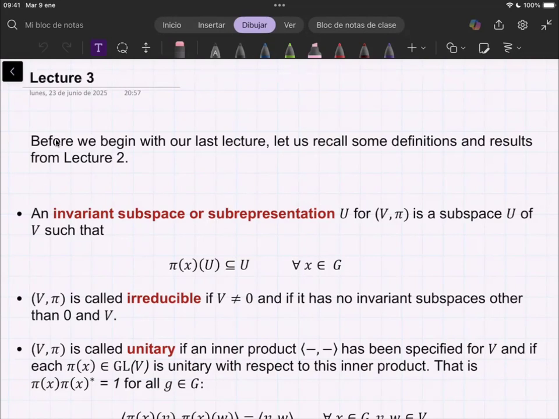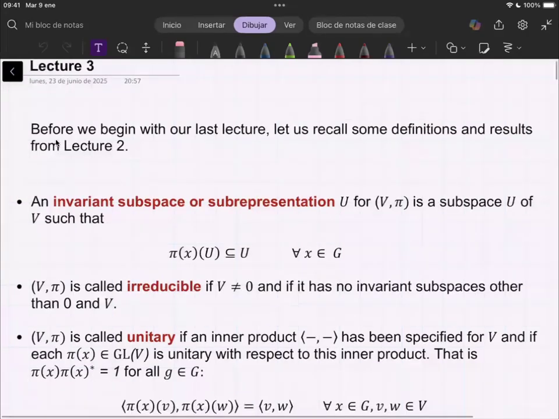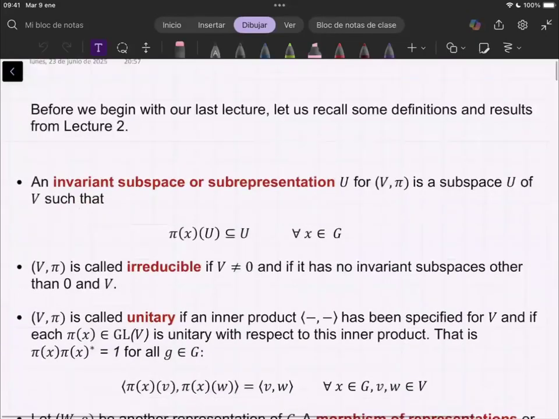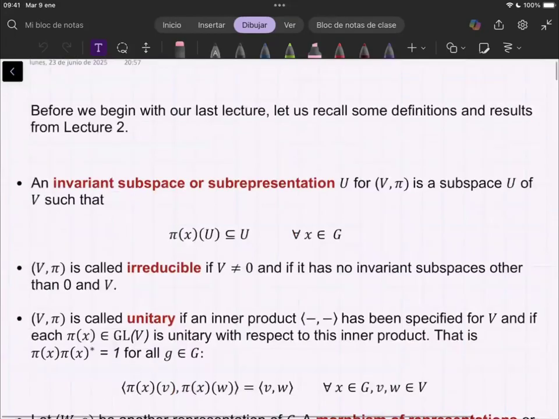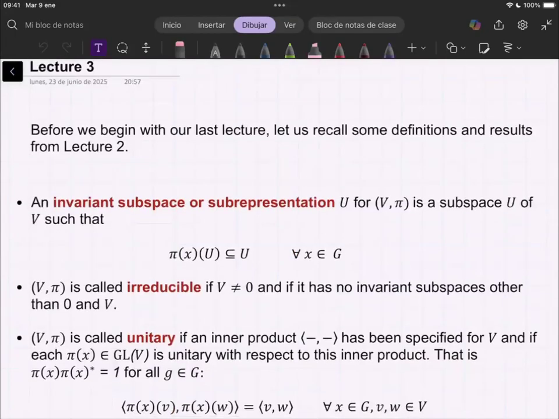So as usual, we begin with a summary of what we saw last time. Let me try to recall it. We pick a representation, V, pi, of a compact group.